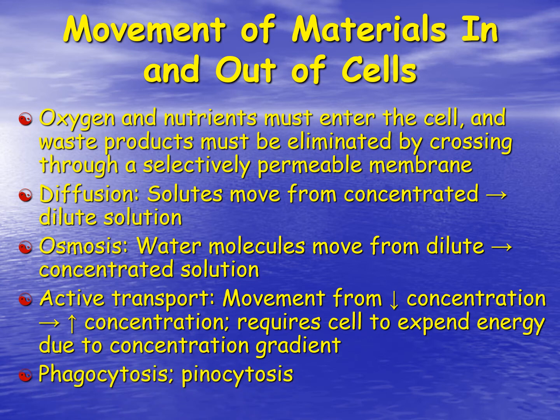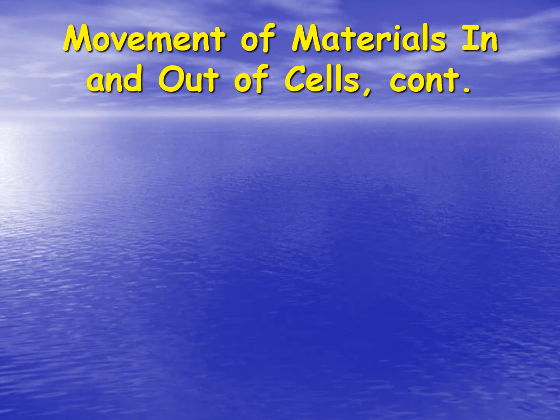Phagocytosis and pinocytosis. Phagocytosis means cell eating, pinocytosis means cell drinking. We're actually going to move the cell membrane. And even though there's not a great expenditure of ATP, because there is movement, this is considered an active form of transport.